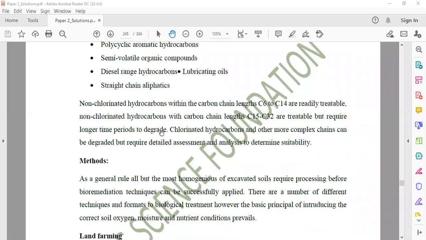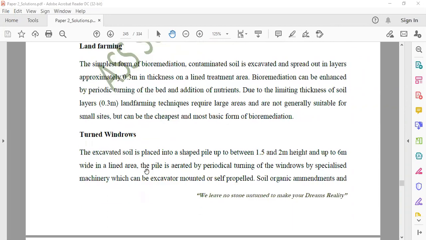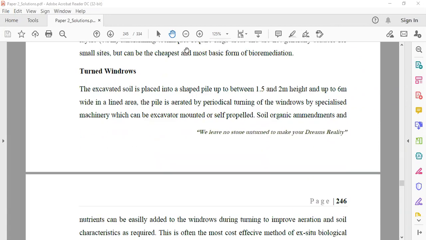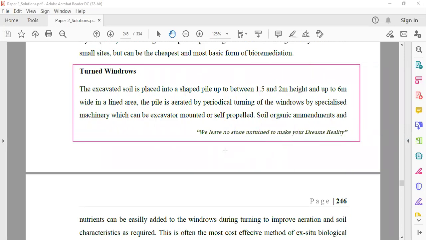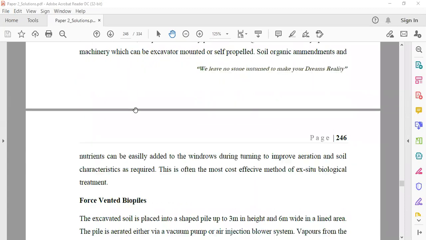These are the things, right? Methods कौन कौन से हैं? Land farming है, ये turn windrow. Turn windrow जो method होता है उसमें देखिए हम क्या करते हैं, जिसका discussion हुआ है वहां पे. Windrow method में क्या होता है? The excavated soil is placed into a shape pile up to 1.5 to 2 meter height and up to 6 meter wide in a lined area. The pile is aerated. ध्यान से देख रहे हैं दोबारा से, यहाँ पे एयर का यूज हो रहा है, ऐसा नहीं कि एयर का यूज नहीं हो रहा. Turning the windrow by specialized machinery which can excavate, mounted or self-propelled. Soil organic amendment and nutrient can be easily added to the windrow during turning to improve the aeration and characteristics as required. तो यहाँ पे aeration required है.